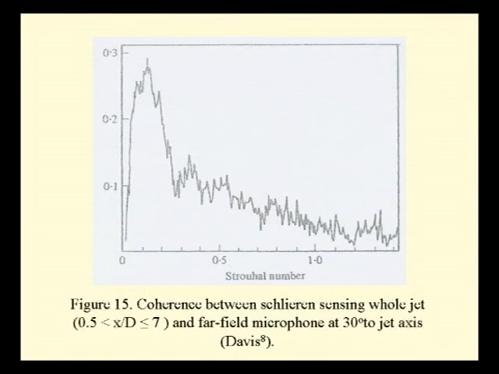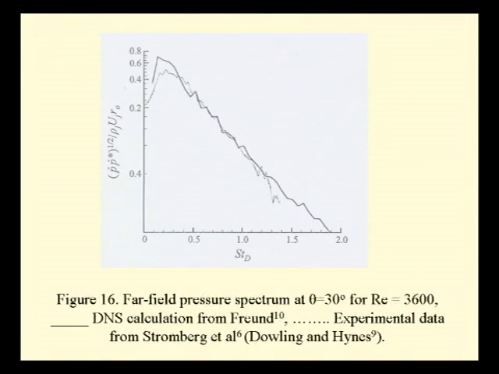This is the thickness of the slab of the schlieren system. The coherence was quite high in the near field, very near field, but it died off within about 10 diameters. But the most interesting thing was that when you looked at coherence between the far field acoustic signal and different slabs in the jet at different stations, he found that the coherence was generally very low. In fact, it was not above the noise level.